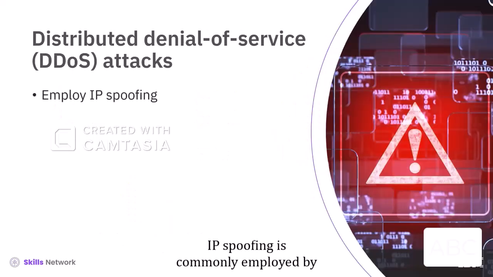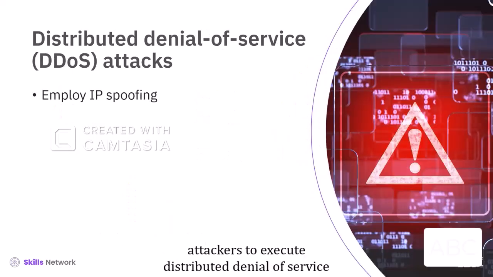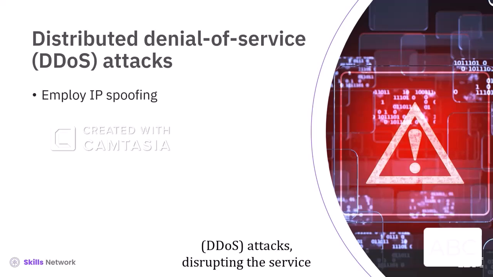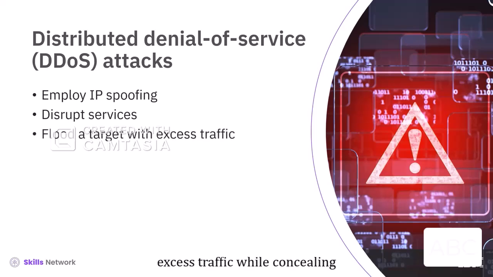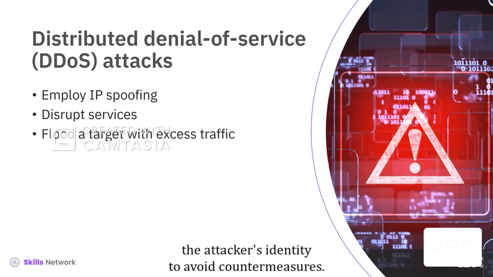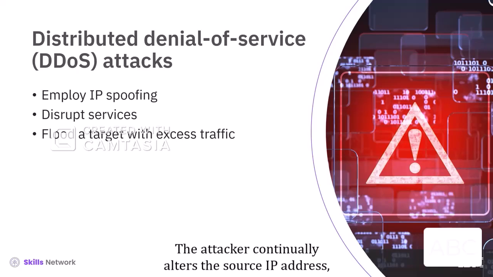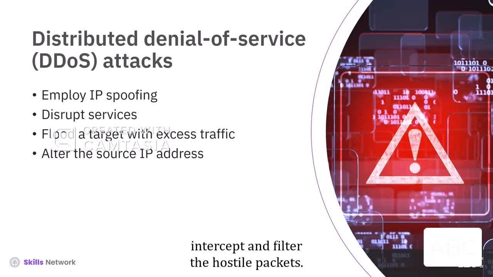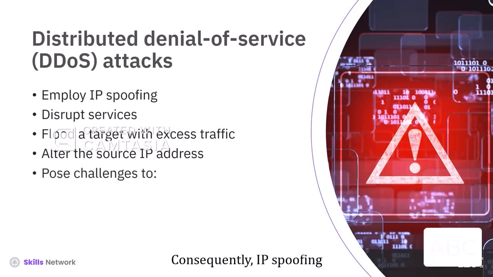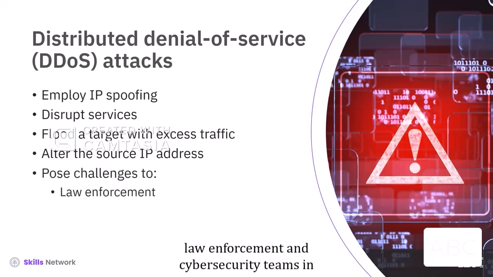IP spoofing is commonly employed by attackers to execute distributed denial of service, DDoS, attacks, disrupting the service of a target or its network. DDoS attacks capitalize on spoofing to flood a target with excess traffic while concealing the attacker's identity to avoid countermeasures. The attacker continually alters the source IP address, which makes it difficult to intercept and filter the hostile packets. Consequently, IP spoofing poses significant challenges for law enforcement and cybersecurity teams in their pursuit to locate and apprehend the offenders.